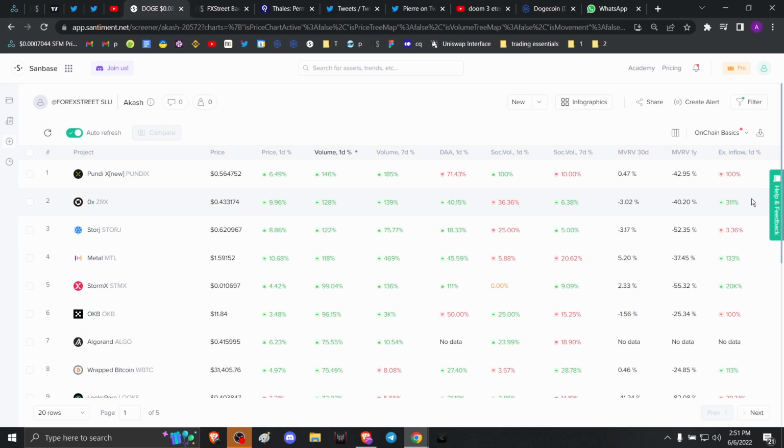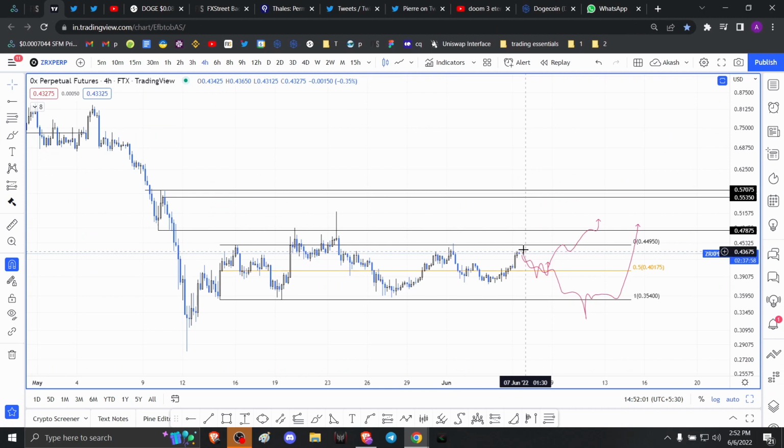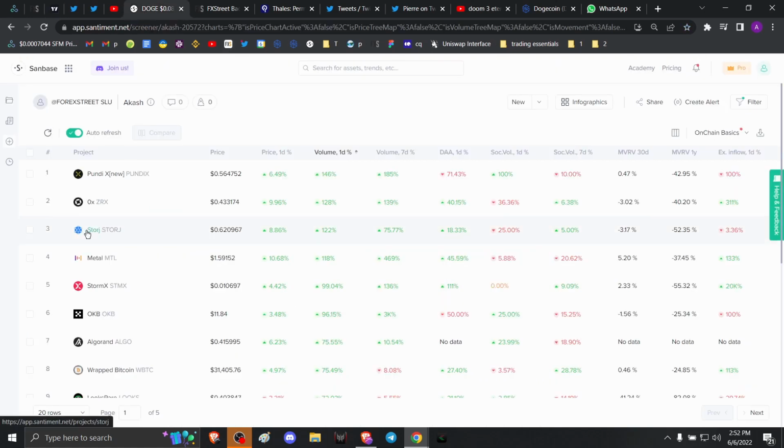The only thing that you have to watch out for is this exchange inflow, which has spiked by 311% over the last day. So a sell-off makes sense, right? A sell-off makes sense at least to the midpoint of this range here at 0.401. So watch out for a sell-off. Be patient, see how price reacts around the 0.5 fib here, and then try to long it. Let's move to the next coin, which is STORJ.